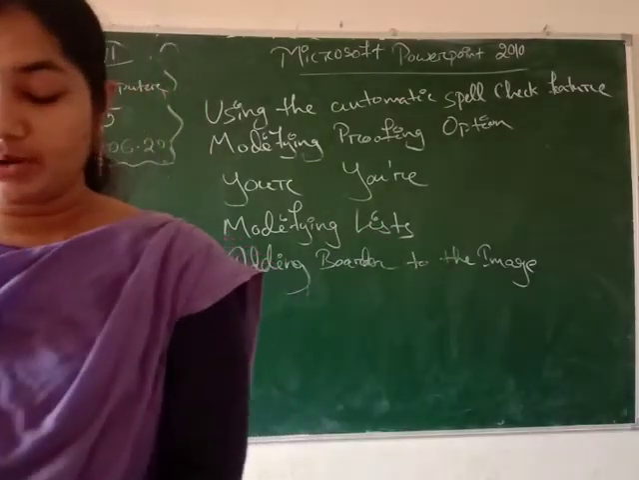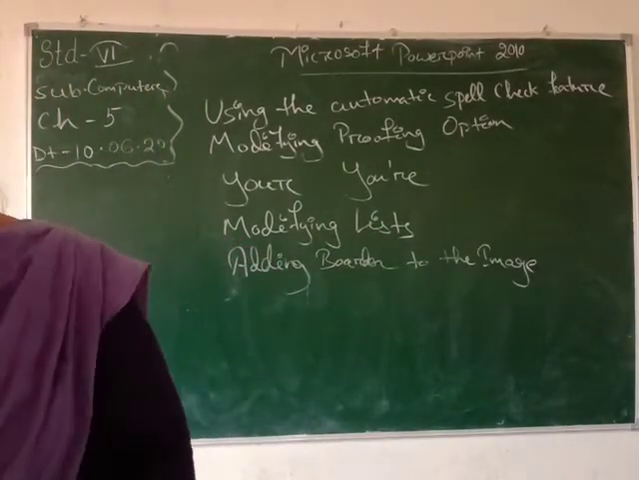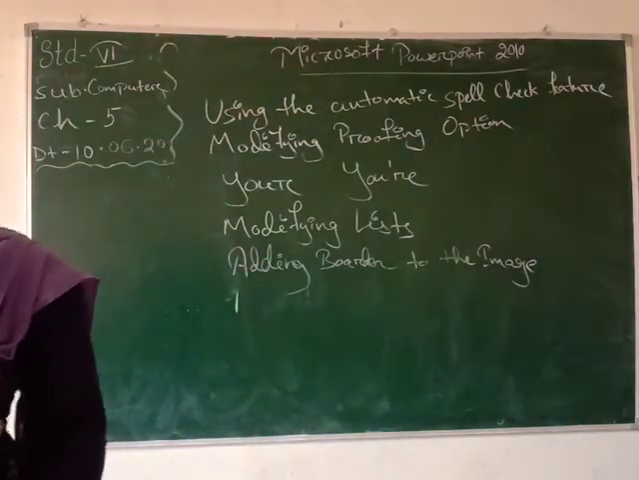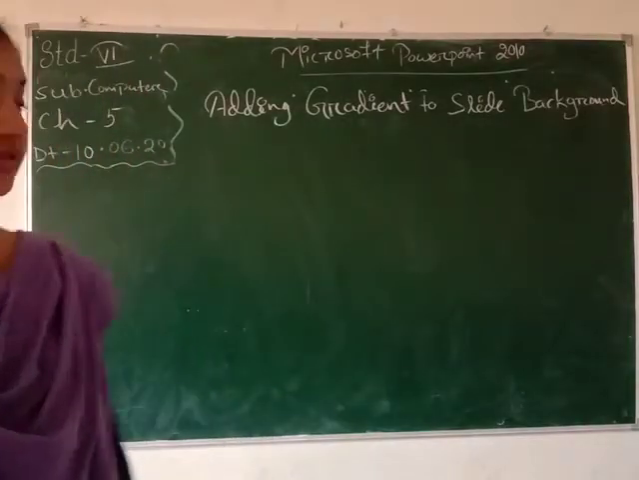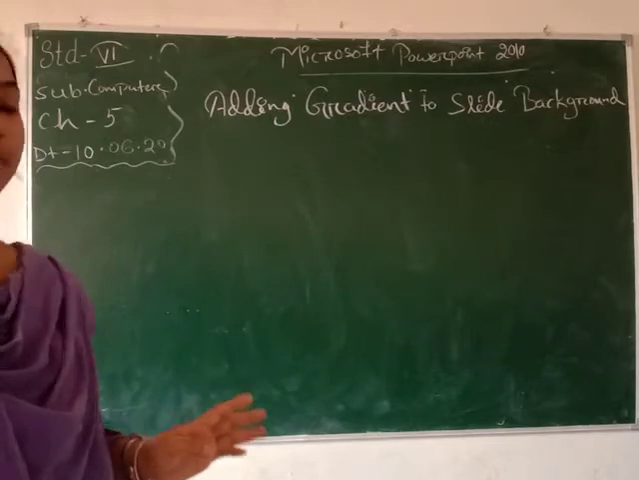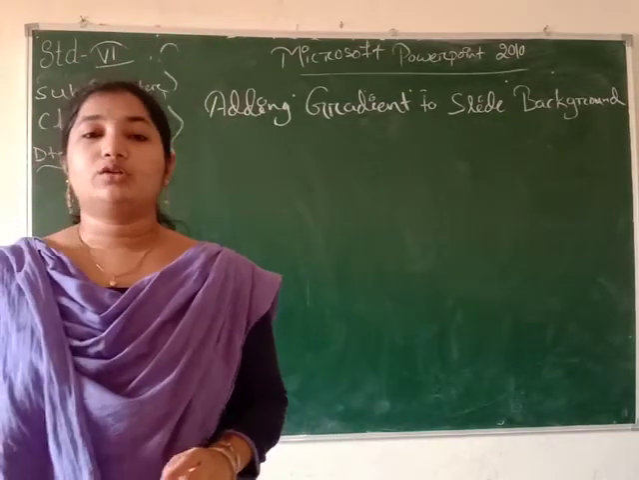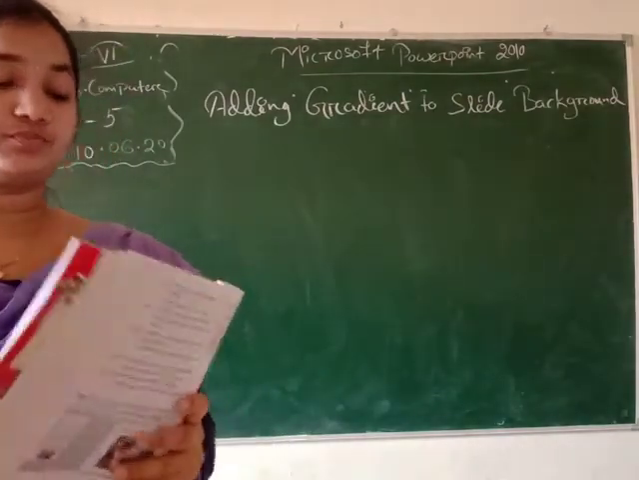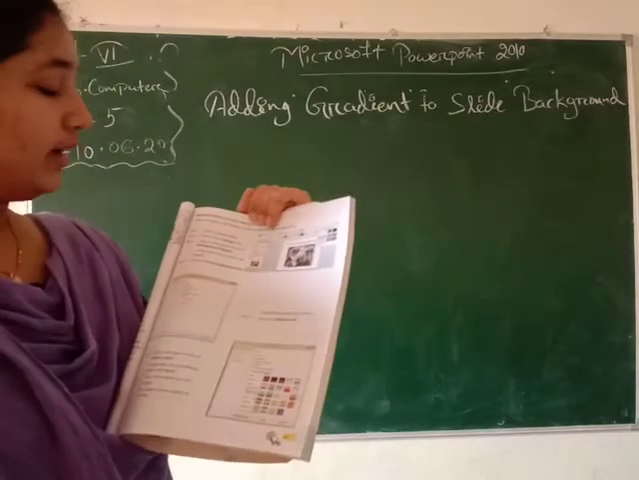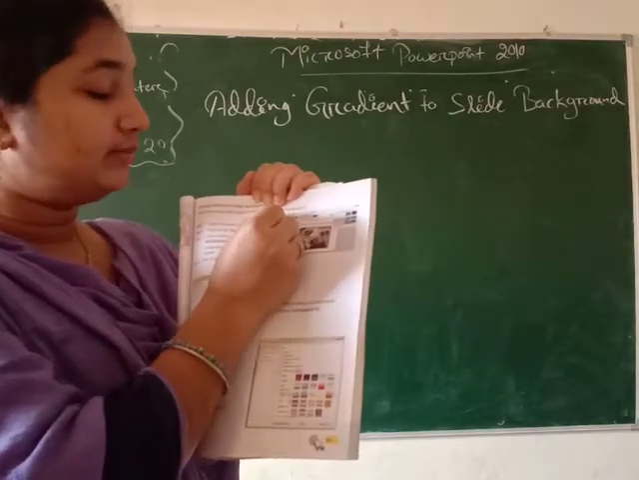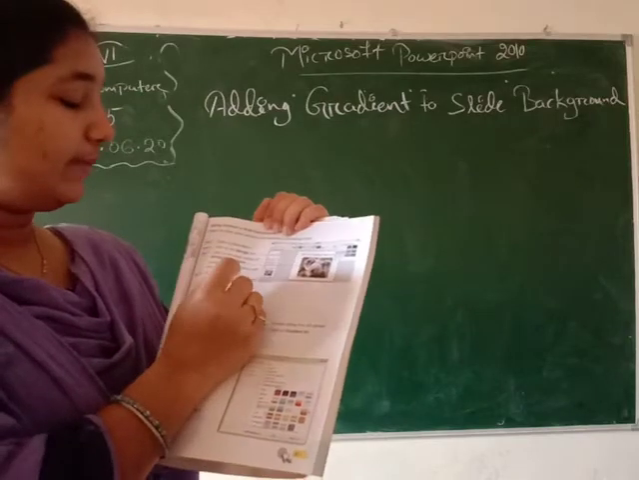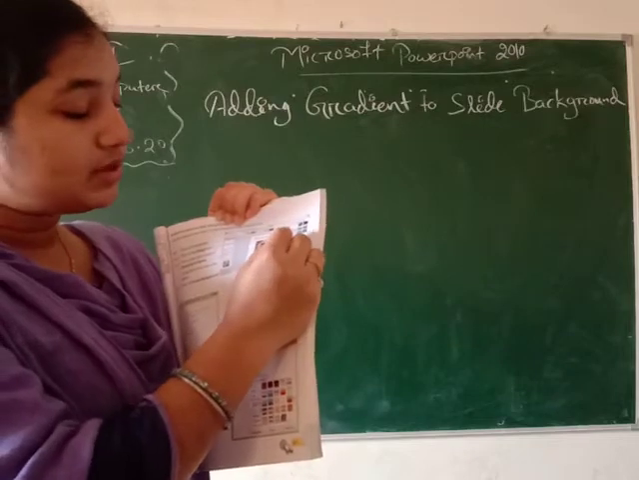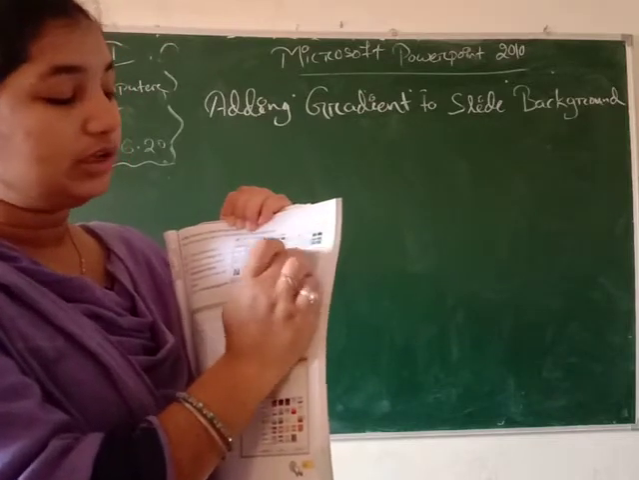After that, we discuss adding gradients to the slide background. How we can add a gradient to the background of our slide. For that, first we have to open the presentation and click on the design tab. This is the design tab. After that, click on the down arrow of the background style. You have seen this is the background style. We have to click on that.